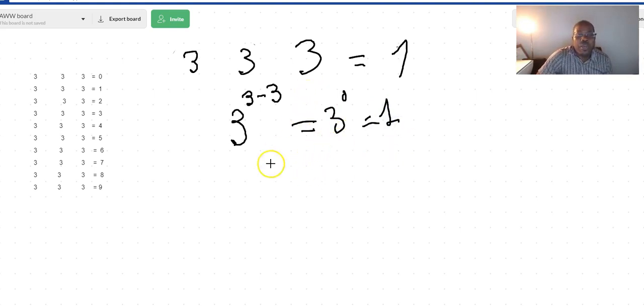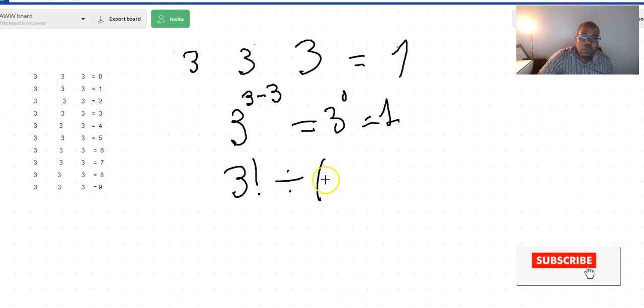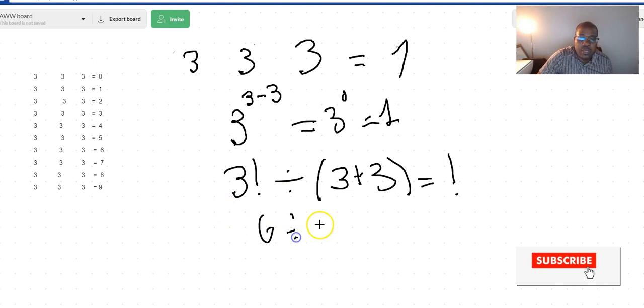But we can also do it like this: 3 factorial, that's 6, right? 6 divided by 3 plus 3, that's going to give you 1 too. Since 3 factorial is 3 times 2 times 1, that gives 6, so I'm going to have 6 divided by 6. That gives me 1.